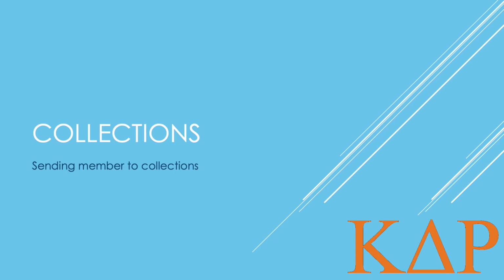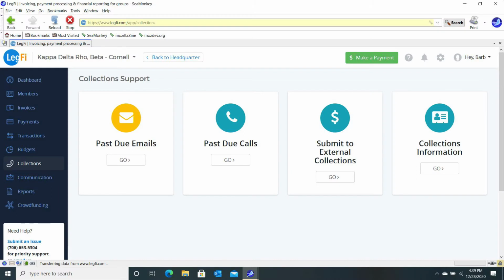This section is on collections and hopefully you will never have to use it for any of your members. Under the collections tabs, you have the option to send a past due email or schedule a past due phone call to the member to inform them that this is their last chance to make payment before sending them to collections.